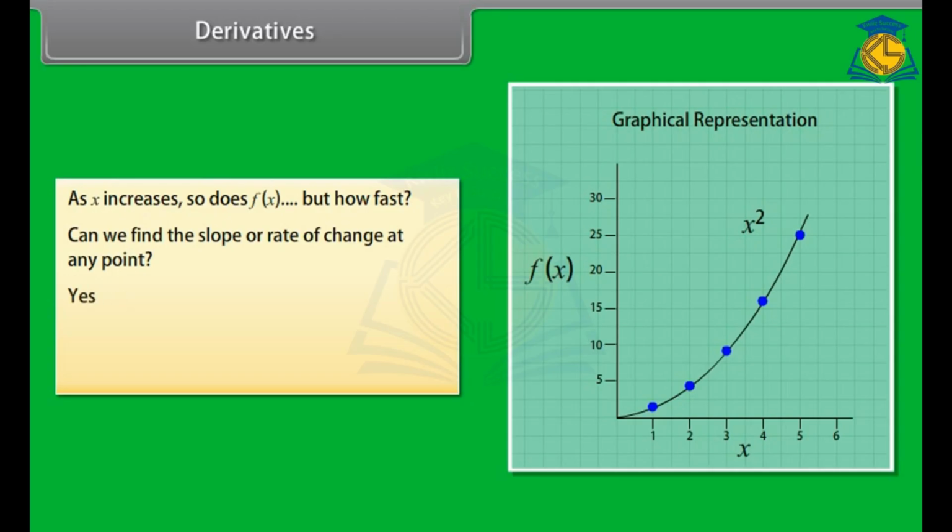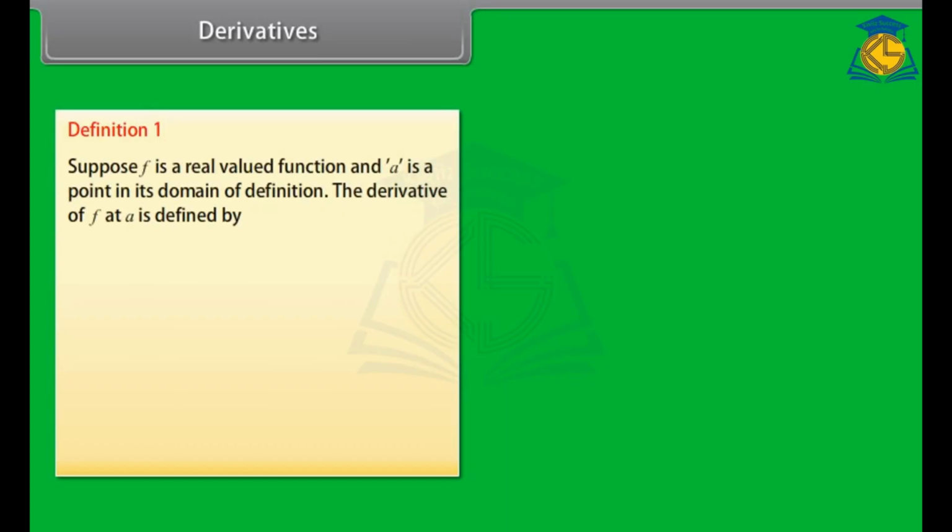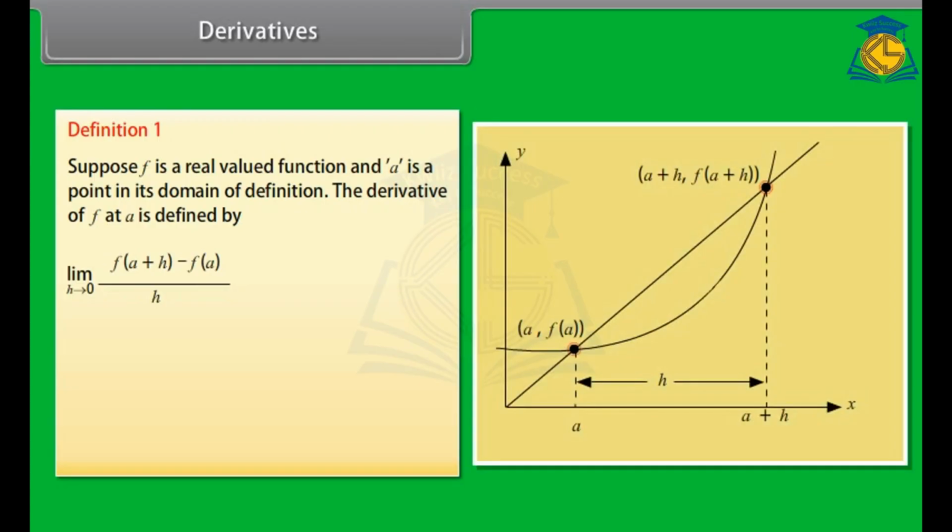The answer is yes. With derivatives, we can. The derivative gives the slope of the curve at any point. Definition 1. Suppose f is a real valued function and a is a point in its domain of definition. The derivative of f at a is defined by the limit as h tends to 0 of the difference between f of a plus h and f of a, divided by h, provided this limit exists.